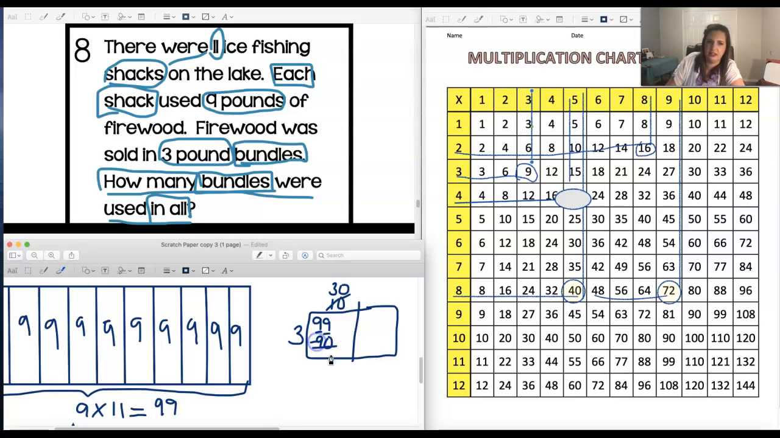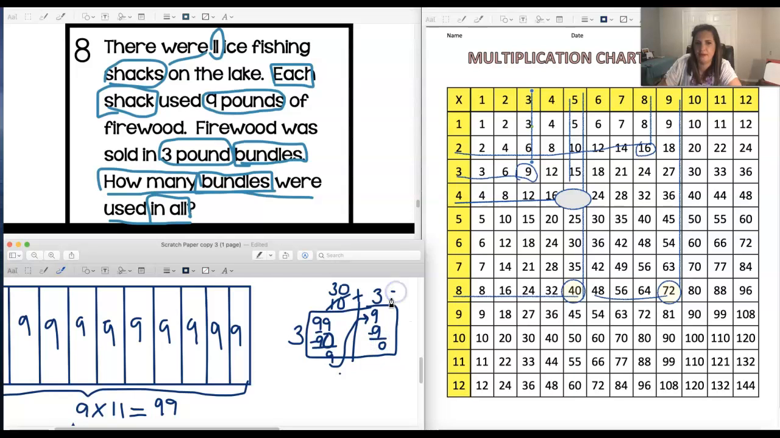Okay, 99 subtract 90 is 9. I'm going to take that 9 and move it over to the ones place. And remember, the ones place can be 0, 1, 2, 3, 4, 5, 6, 7, 8, 9. 3 times what will get me 9? If I go to my multiplication chart, I already found that it was 3 times 3. So 3 times 3 equals 9. 9 minus 9 equals 0.